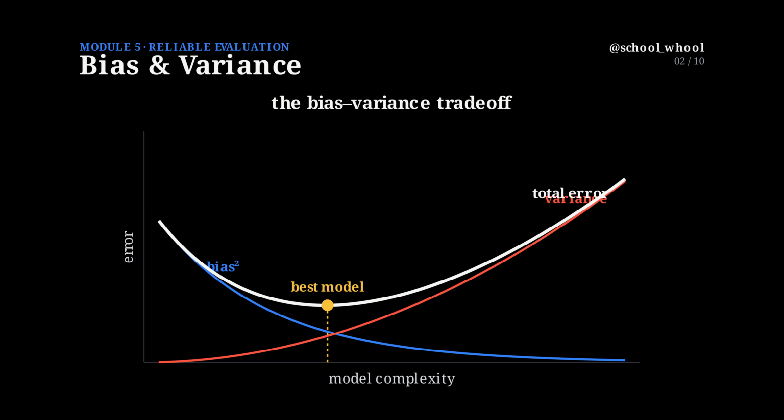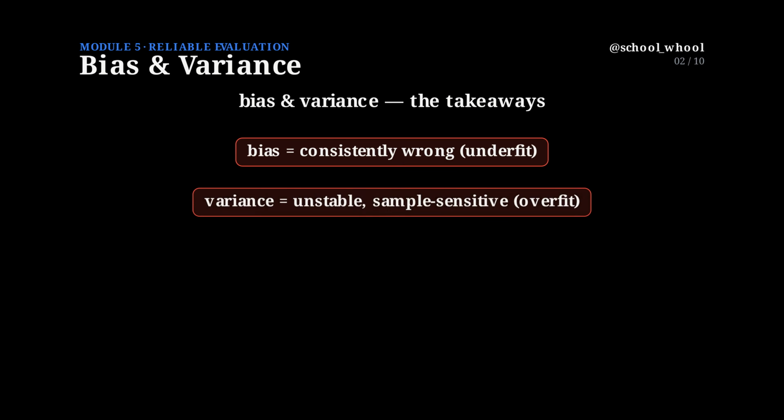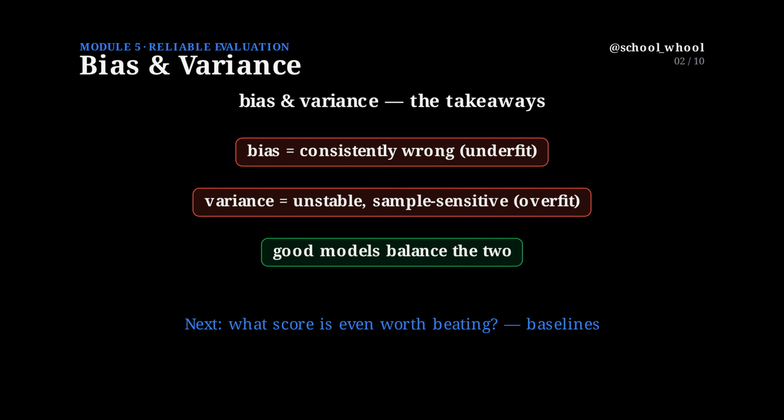So, bias is being consistently wrong, variance is being unstable, and good models balance the two. But this raises a question. To balance them, we need to measure a model's true error honestly. That starts with knowing what score is even worth beating, a baseline. That's next.